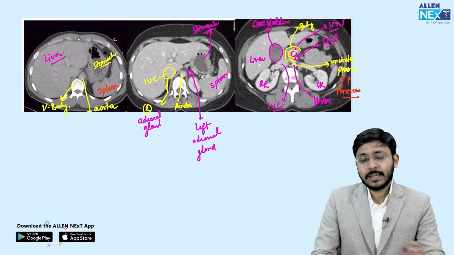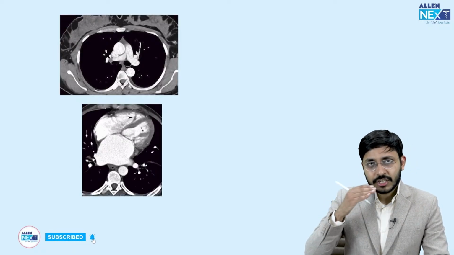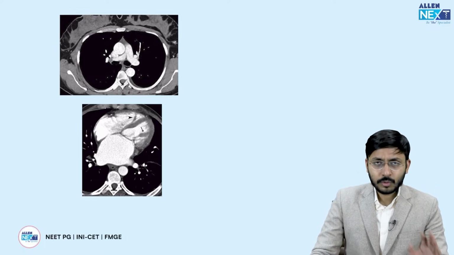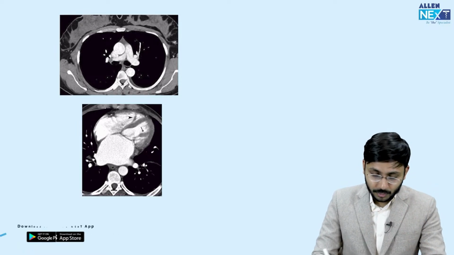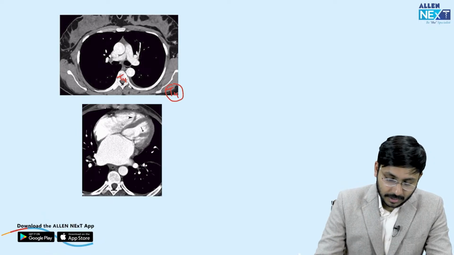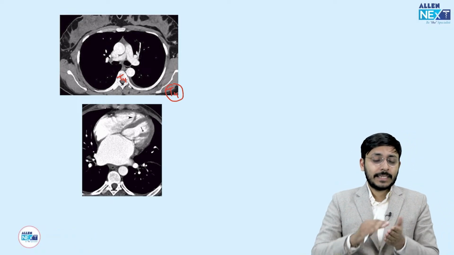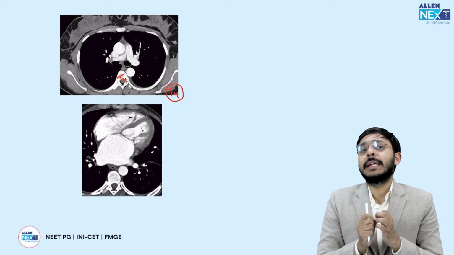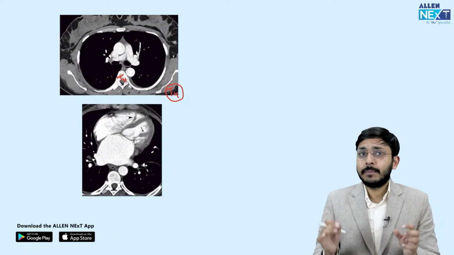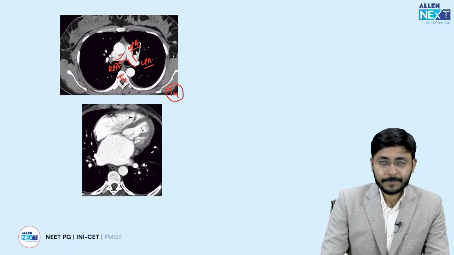So this was regarding the abdominal anatomy. Now coming on to chest anatomy levels. Most commonly asked level for you will be at T4 vertebra. So if this is the T4 vertebra, what are the structures that we are seeing here? We have read in anatomy that at the level of T4, the main pulmonary trunk divides into the left and the right pulmonary artery. So this is the main pulmonary artery. It is dividing into the right pulmonary artery and the left pulmonary artery.